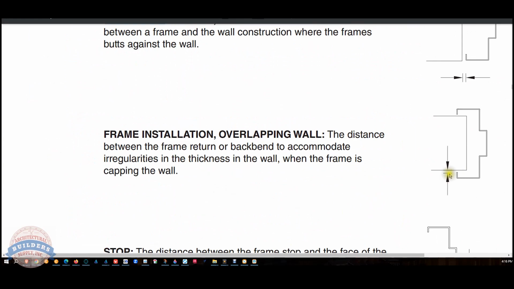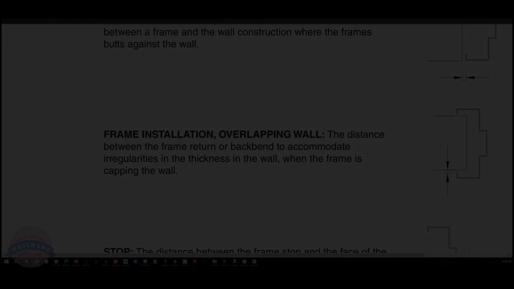overlapping wall. I don't know that I'll have much to say about that. You want that as close to 0 as possible, but let's move on.